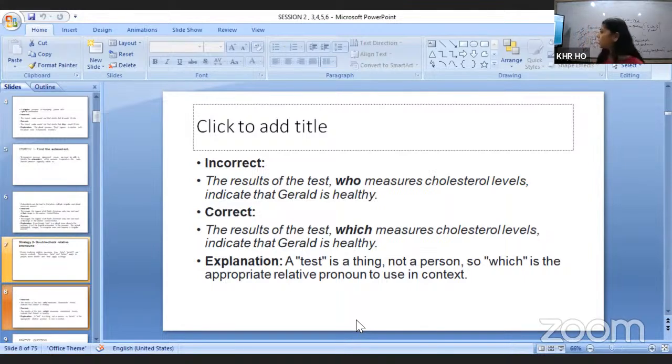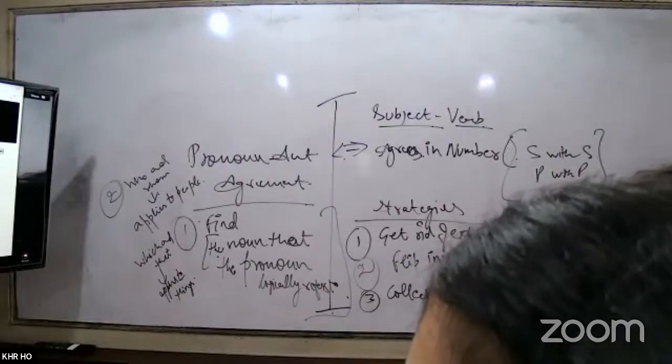Clear, Raina? I just don't know, because your screen isn't visible to me, so I'm not sure what's happening. Okay, I understand. I'm trying to figure out why you are not.